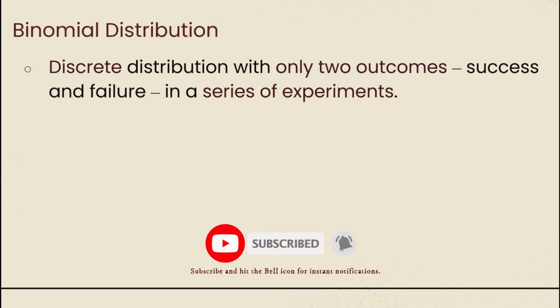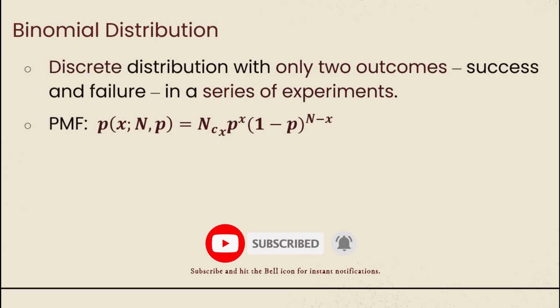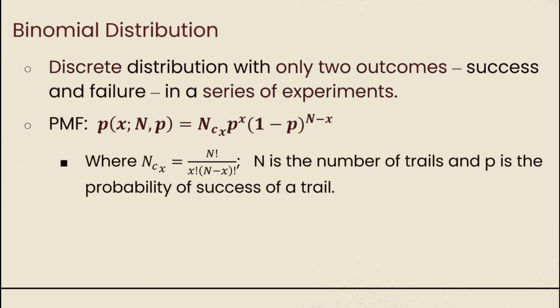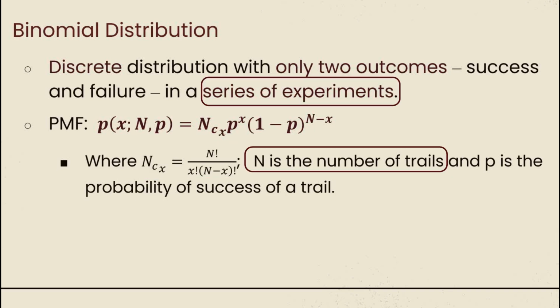of trials. So the binomial distribution probability mass function is p of x given n comma p, where n represents the number of trials, p represents the probability of success, which is equal to nCx multiplied by p power x multiplied by (1 minus p) power (n minus x), where nCx can be computed as n factorial divided by x factorial multiplied by (n minus x) factorial.